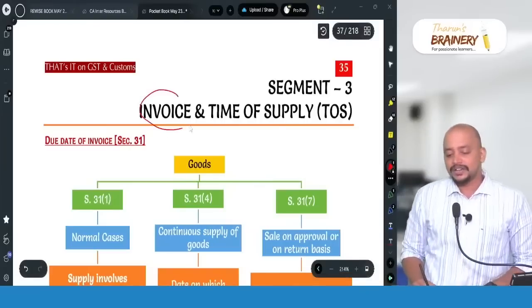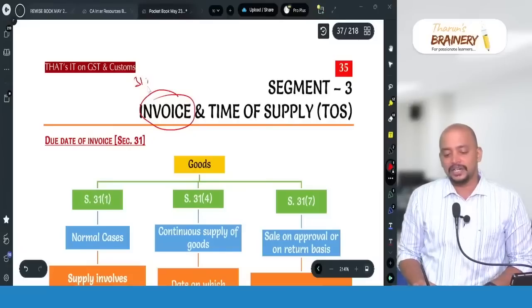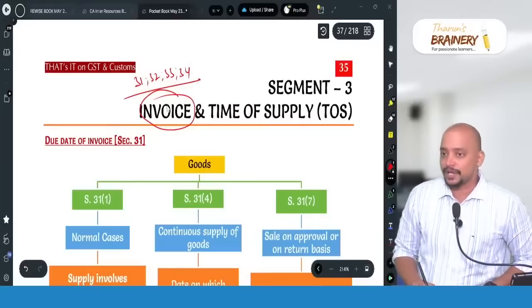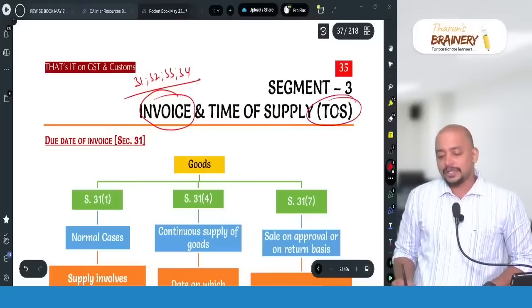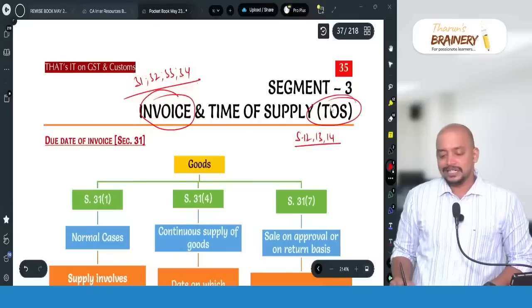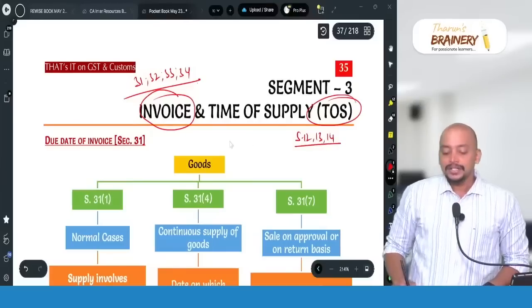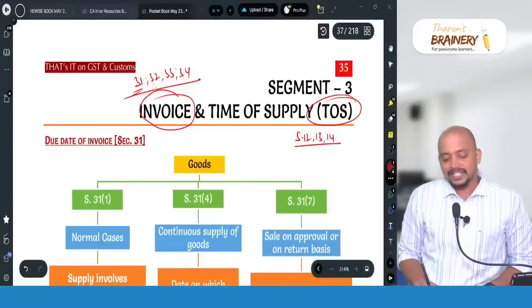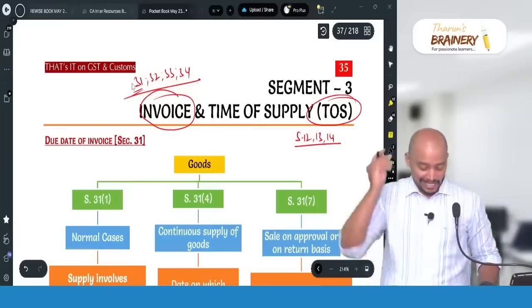For invoice, we have a total of sections 31, 32, 33 and 34. These are the 4 sections related to tax invoice. And related to time of supply, we have sections 12, 13 and 14. These are the 3 sections related to time of supply. So for tax invoice, we are discussing first the due date of tax invoice under section 31.